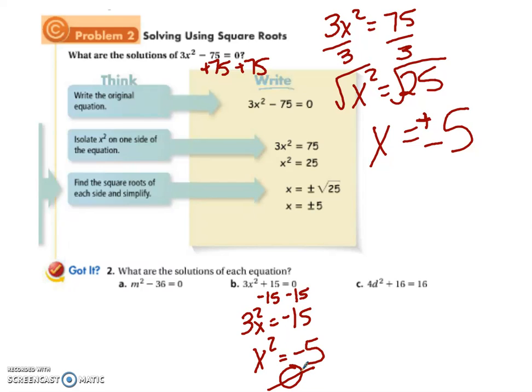It will not work. So if you were to graph this, it would probably be up here. It would never cross the x-axis. Now, if you could graph this one, it would cross at 5 and negative 5. So it's something like this. Okay? All right, so that is using square roots.